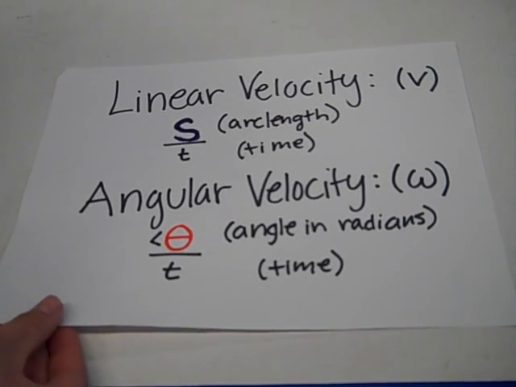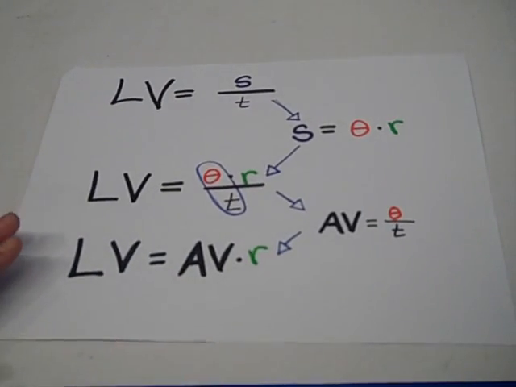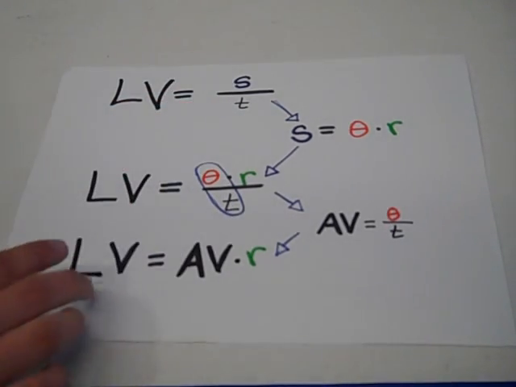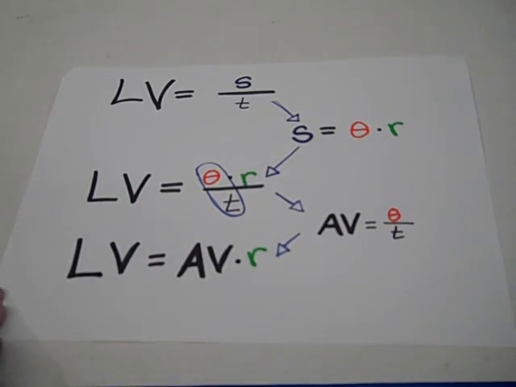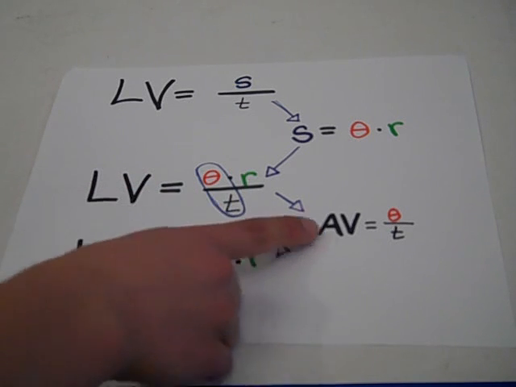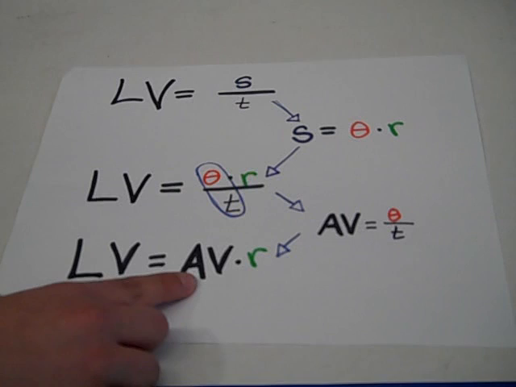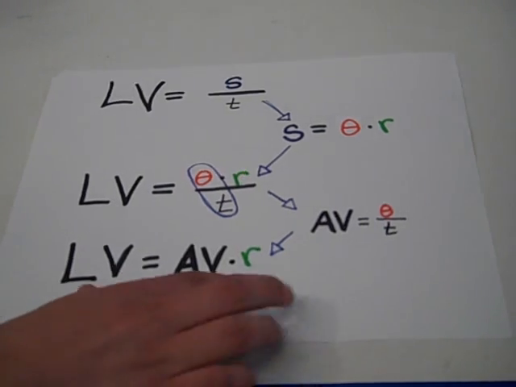Looking at these equations, we can combine them to show the relationship between linear and angular velocity. As you can see, linear velocity is equal to S over t. Since S is equal to theta times R, this can be substituted into the equation for S. As you know, theta over t is equal to angular velocity. So, by substituting angular velocity in for theta over t, you get linear velocity equaling angular velocity times r.